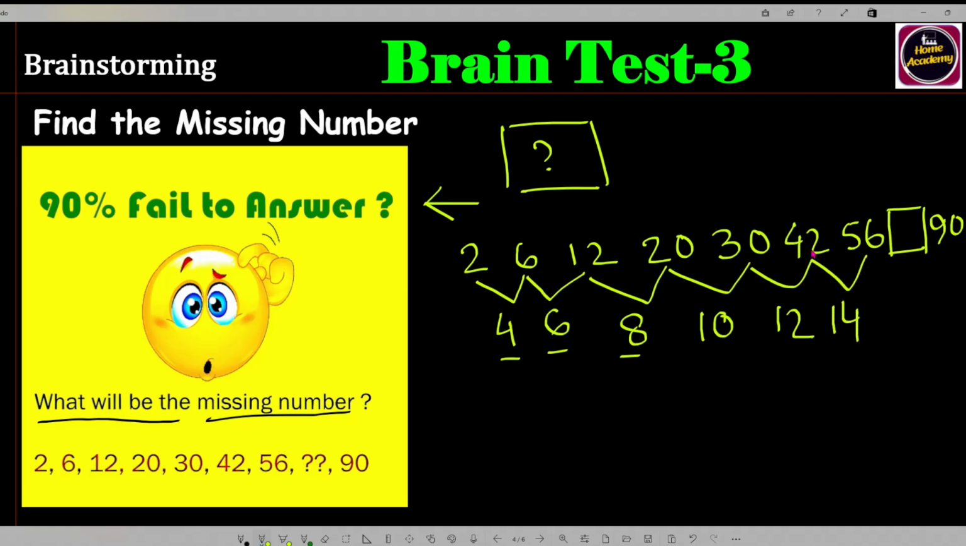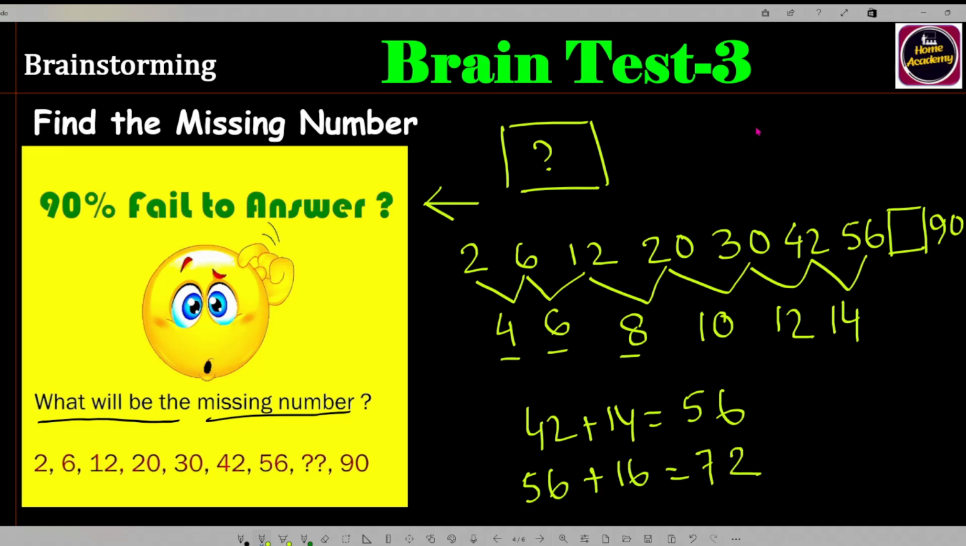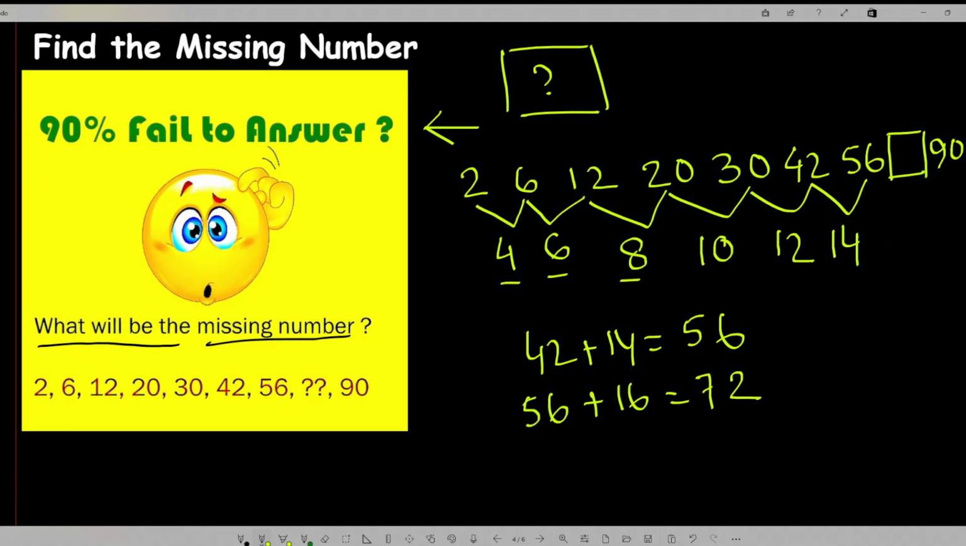Because 42 plus 14 equals 56. So we can say the next difference should be 16. It means 56 plus 16: 6 plus 6 is 12, write 2 and carry 1, 5 plus 1 is 6, 6 plus 1 is 7. It means 72. So by our calculation, if it is right, the answer will be 72.